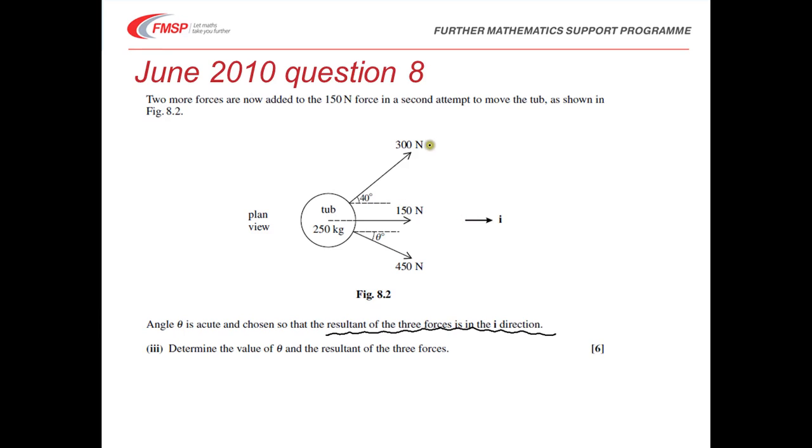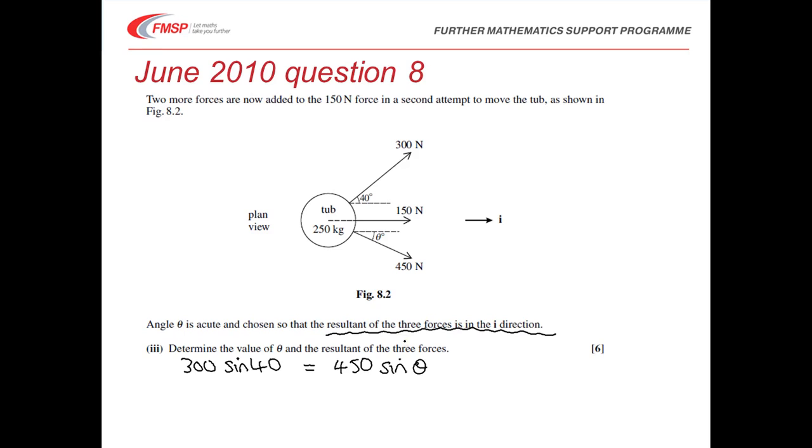That must mean that the component of this 300 force and the component of this 450 force that go from left to right must be equal. Now, if we have a look at the component of this force vertically, we know that that would be 300 sine 40. That would move the tub to the left. And then we know that the 450 newton force would have a component of 450 sine theta. And those two would have to be equal. The motion to the left and the motion to the right have to balance out, otherwise it wouldn't keep moving in the direction I.